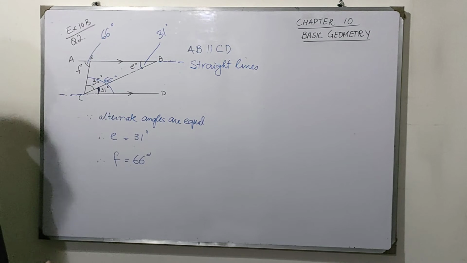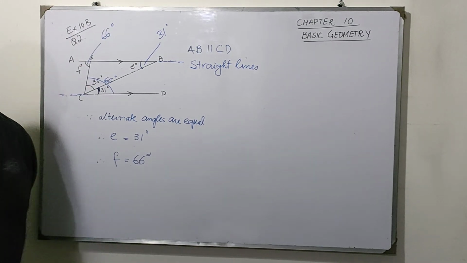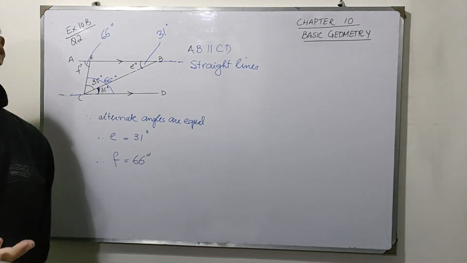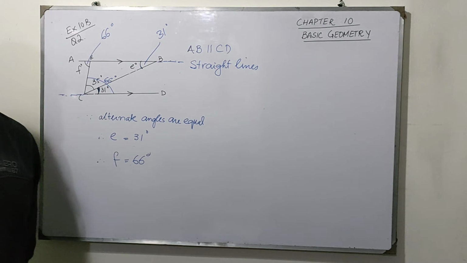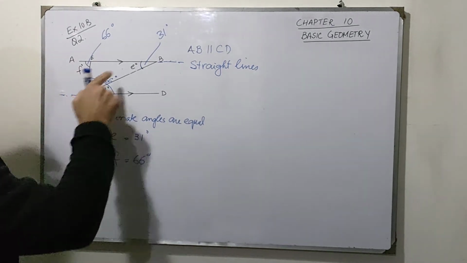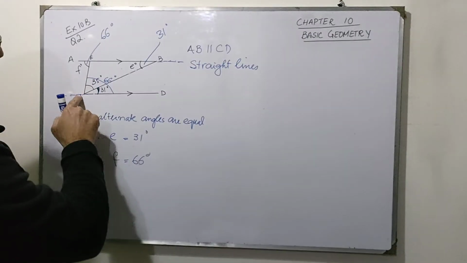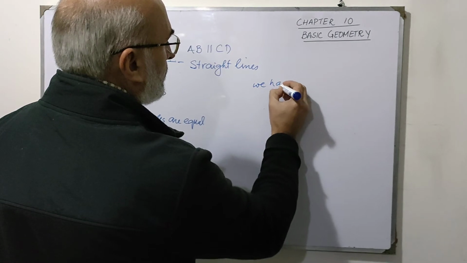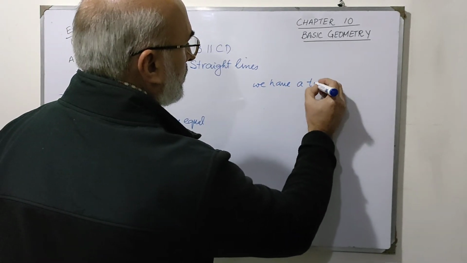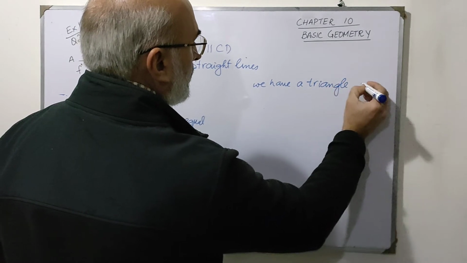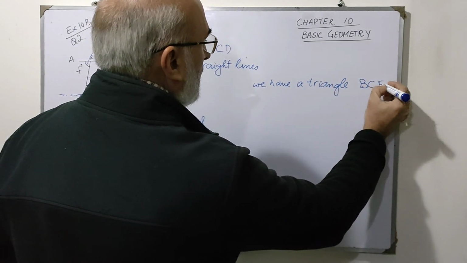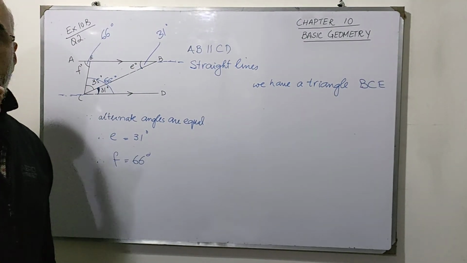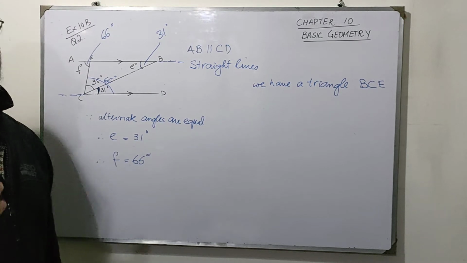Okay, this was an easy approach to find the angles. Now let's consider another approach. It's a bit longer, but there is another approach. So let's discuss it. Let's consider triangle BCE. And if you remember, the sum of the angles of a triangle equals 180 degrees.